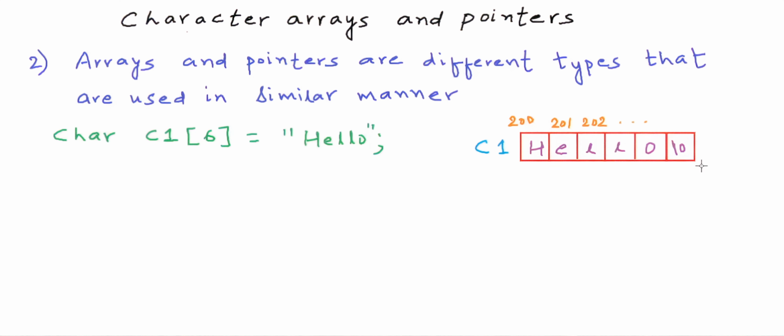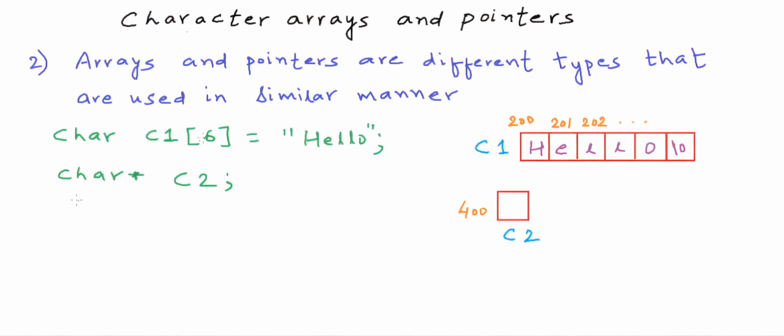Now C1 is the variable name for this whole array. Now what I'll do is I'll declare a variable which is a pointer to character. Let's name this C2. So let's say we get this variable C2 somewhere in the memory. A pointer variable in a typical architecture is stored in 4 bytes. So this variable will also have some address. Let's say this variable is at address 400. I'm just picking up these numbers for example's sake.